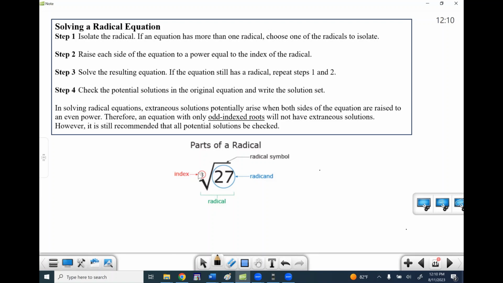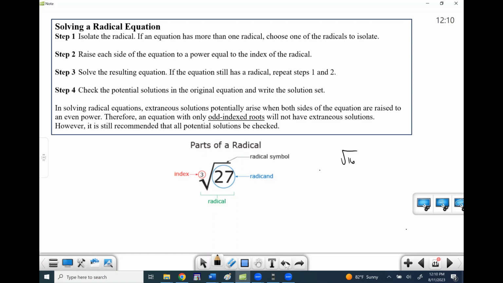Since there's a 3 here, this is a cube root. If there's nothing there, it's a square root. So you just have to know that if it looks like that, the index is a 2, okay? And just to make sure everybody understands, when we have a square root, we're saying, what number times itself twice gets you that number?